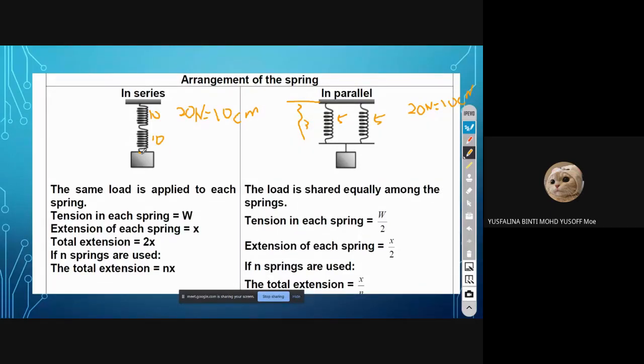So let's say if I put another spring here, there will be 10 cm extension. So this is actually the extension, not the total length of the spring. If you want the total length of the spring, you have to add the original length of the spring before you put the load. This is the extension only. If I put 4 springs in parallel, you divide 10 by 4, so like 2.5 for each spring. So now the extension will only be 2.5. So this is the arrangement of the springs.